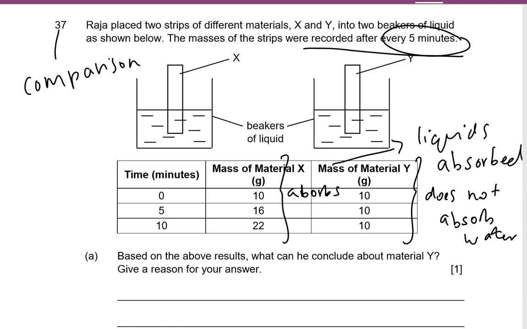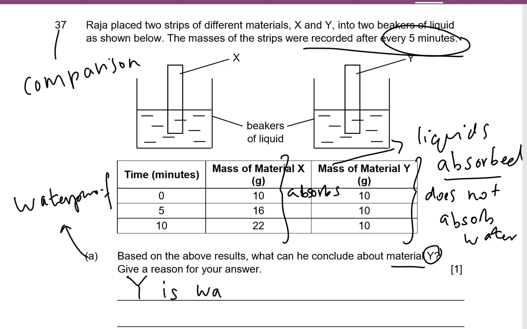Now, every time when we talk about absorbing, the first thing that you need to think about is material, you have to look at properties. Remember, ability to float in water. Remember, transparency. Remember, strength. Remember, flexibility. Remember, waterproof. So when we talk about material, what property is it trying to test you on? When we talk about absorption, we are trying to test you whether you know the property of waterproof or not. Okay, so what can he conclude about Y? Just Y. So we can say that Y is waterproof.